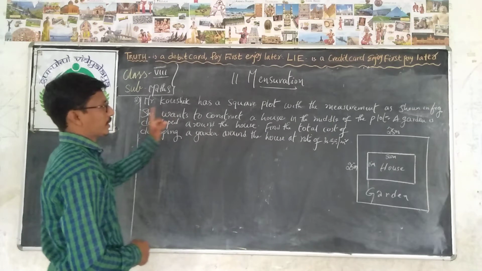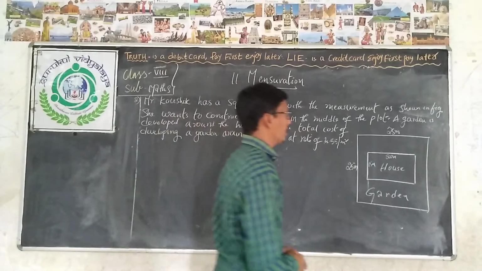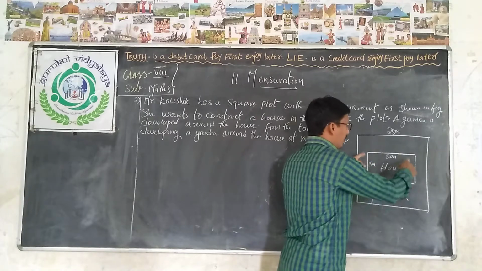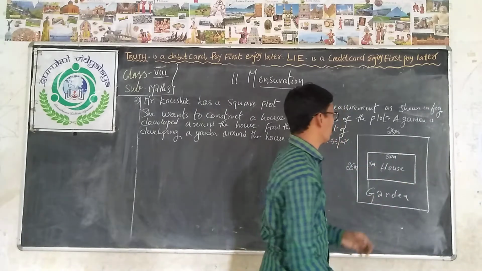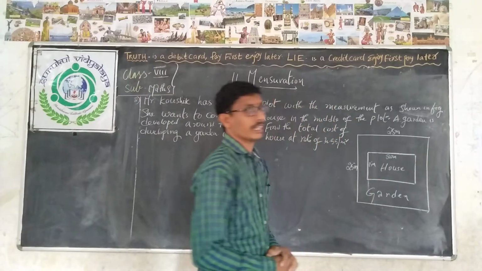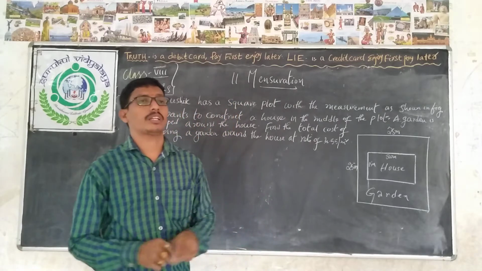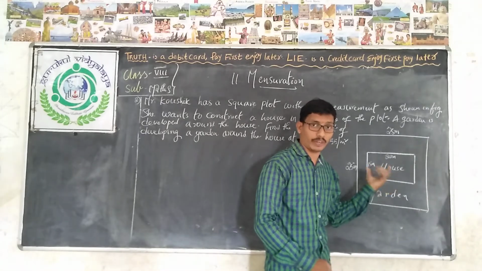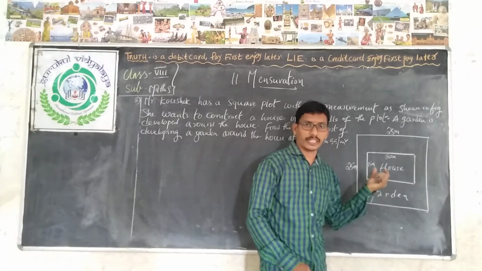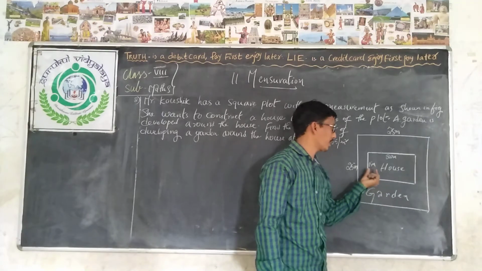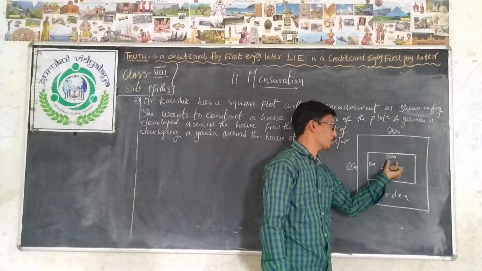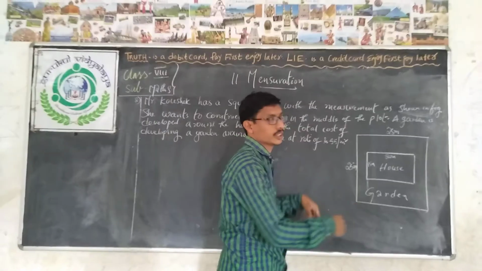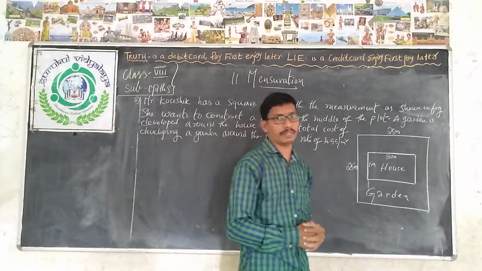She wants to construct a house in the middle of the plot. So this is the square plot, but the house is to be constructed in the middle. Is the house rectangular or square in shape? By observing the lengths we can find it. It is constructed in a rectangular way, because the length is 20 meters and the breadth is 15 meters. But the plot is a square plot, because all sides are the same in length.